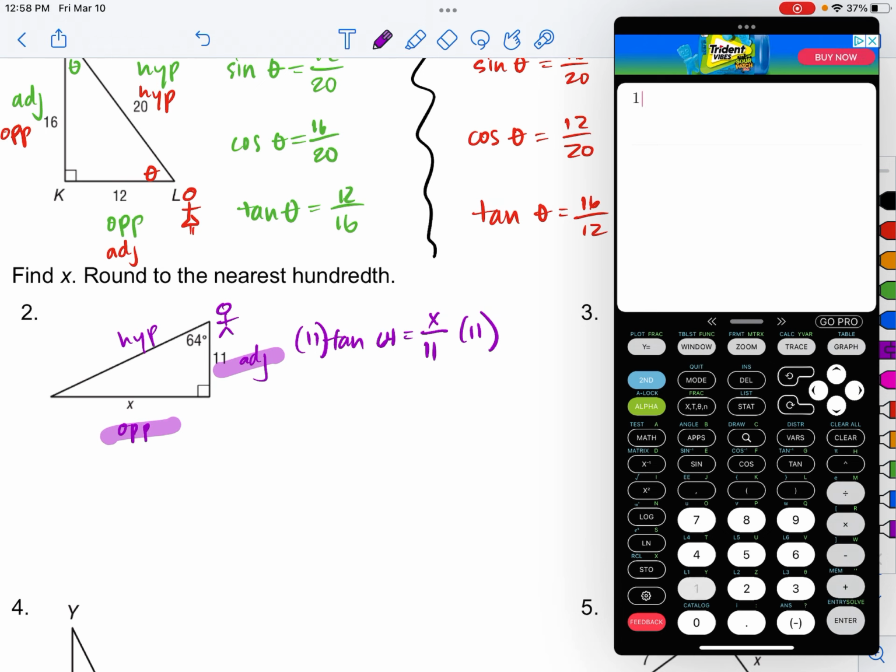Then we could do 11 times, hit the tangent button, which is right in the middle of our calculator, and then enter 64, close the parentheses, and we get a value. Now, know that this is a side, right? It's the opposite side. So we're going to say x is then equal to, and then it says round to the nearest hundredth. We can say 22.55 because the 3 will round down.